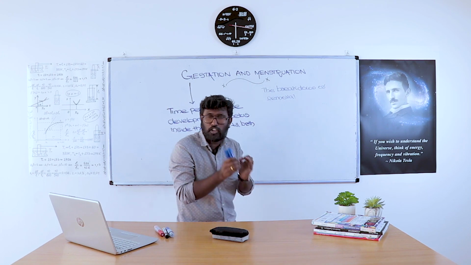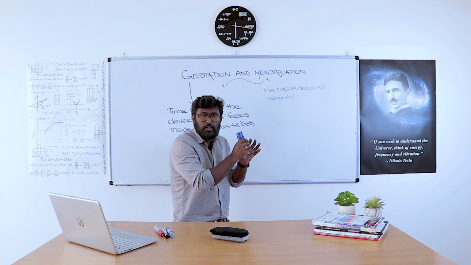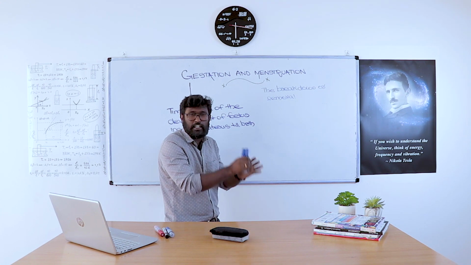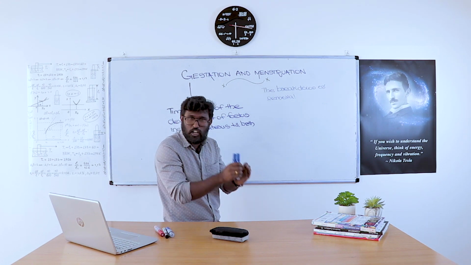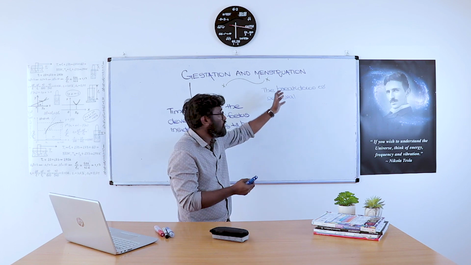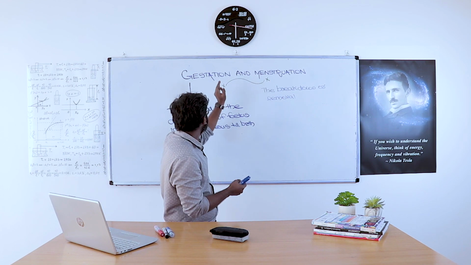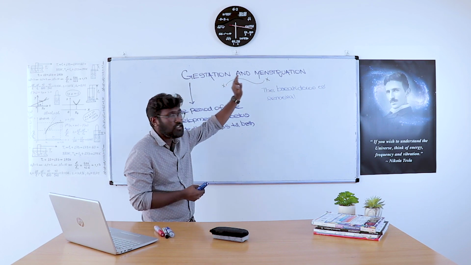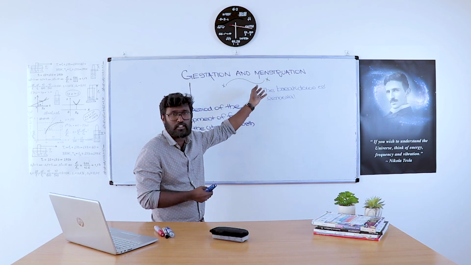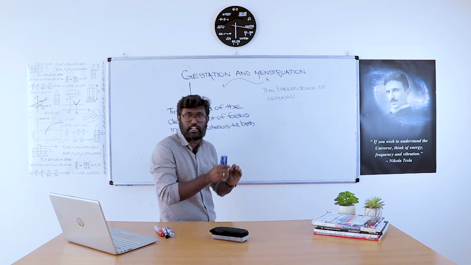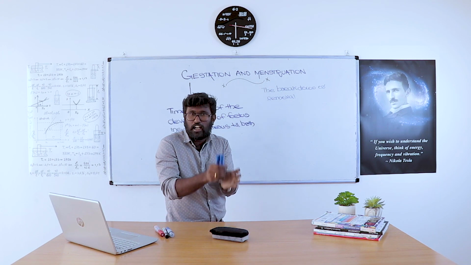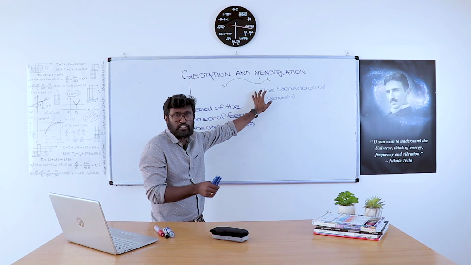The breakdown or removal of thick lining in the uterus along with the blood vessels in the form of vaginal bleeding is called menstruation. That's all about gestation period and menstruation. Menstruation simply means the breakdown or removal of thick lining in the uterus along with the blood vessels in the form of vaginal bleeding.